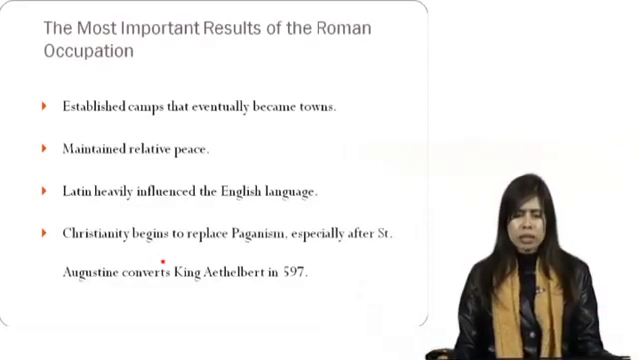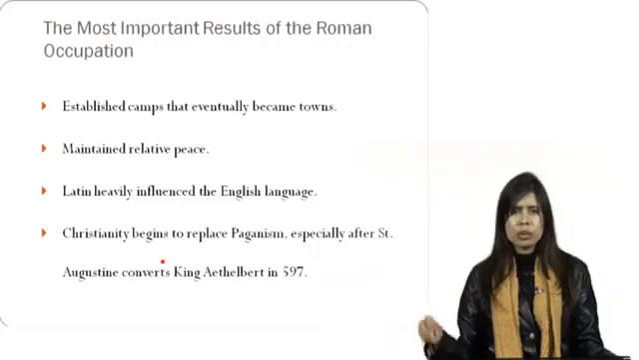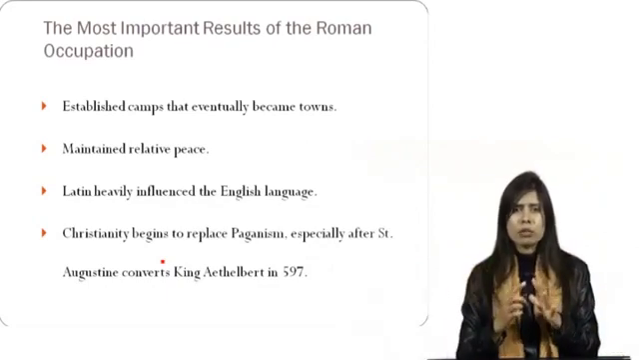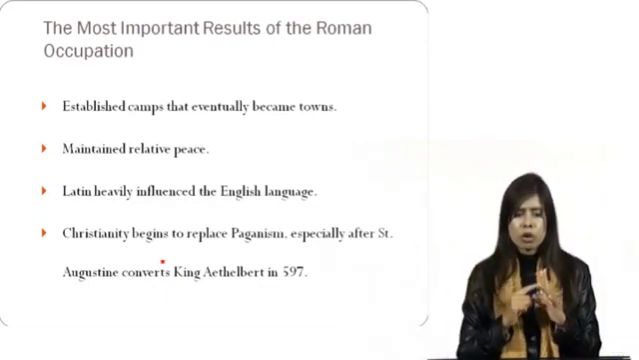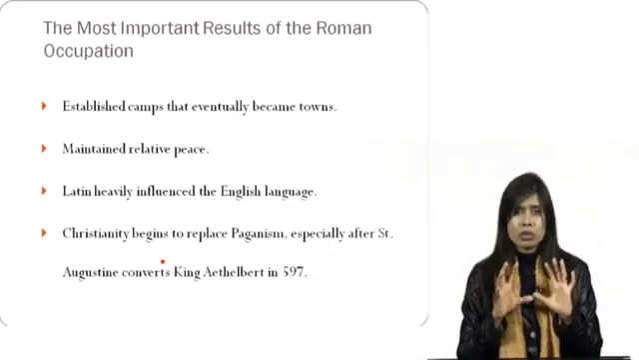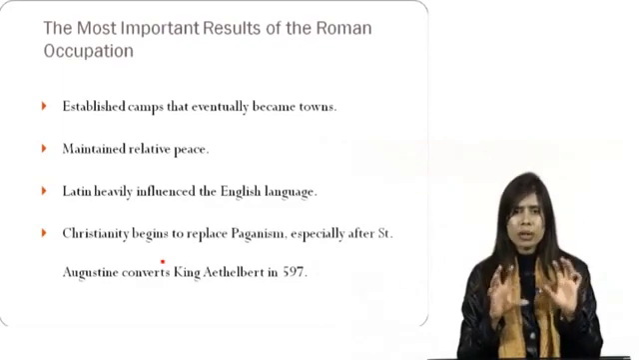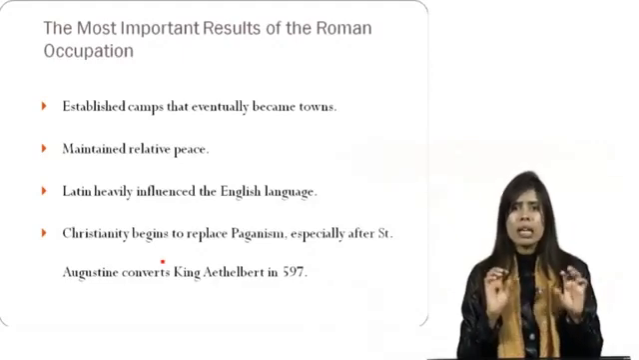Christianity began to replace paganism. So these Romans were Christians, so they brought religion with them as well. So basically here you can see that they brought their civilization in Britain, they brought peace there, and there is an influence of Latin language on English language, plus the religious practices. Basically they replaced pagans with Christianity, so they brought a very new concept of Christianity in England.